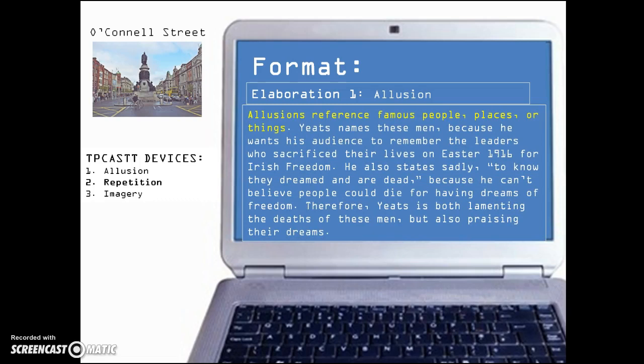Now, the first thing that's important is you want to make sure to explain how the device works.